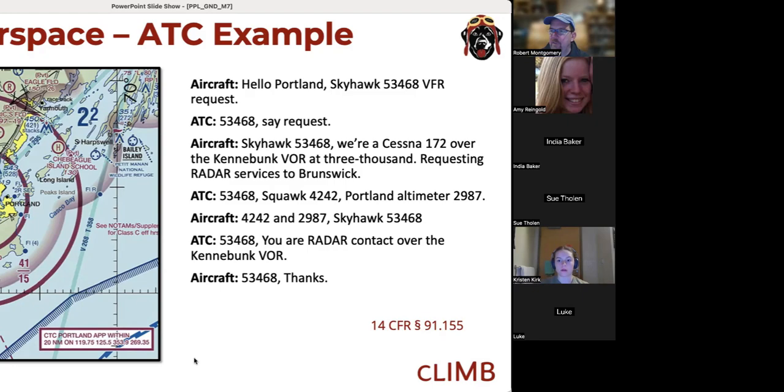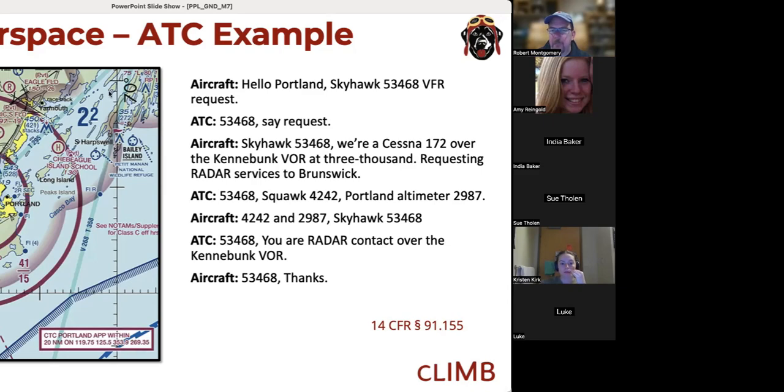At that point, we have a squawk code, we've been radar identified. We're allowed through the Class Charlie airspace. And so we can just fly from Kennebunk right on up to Brunswick. When we get out of the airspace, we say, we'll go ahead and cancel flight following, or cancel with you, or however you want to phrase it. And it'll tell you to squawk 1200 and go on your merry way.